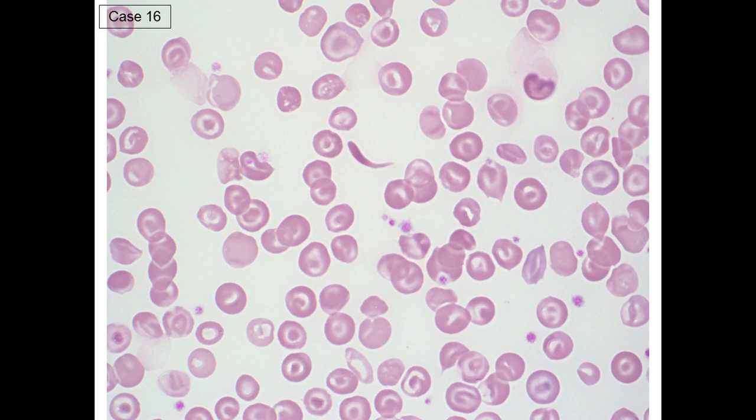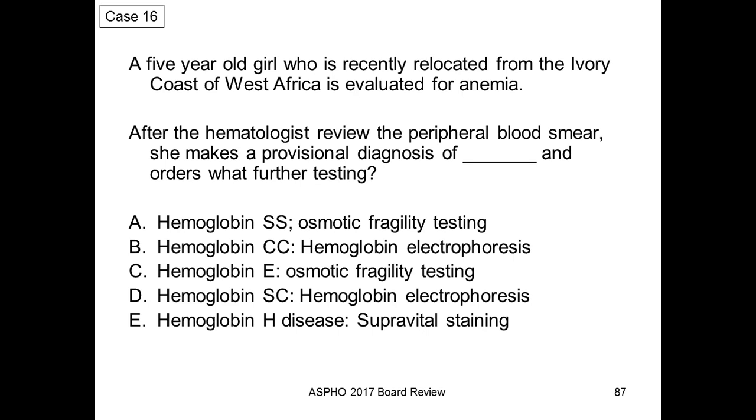Case number 16. This is a 5-year-old girl who recently relocated from the Ivory Coast of West Africa, and she's being evaluated for anemia. After the hematologist reviews the peripheral blood smear, she makes a provisional diagnosis of blank and orders what additional further testing.